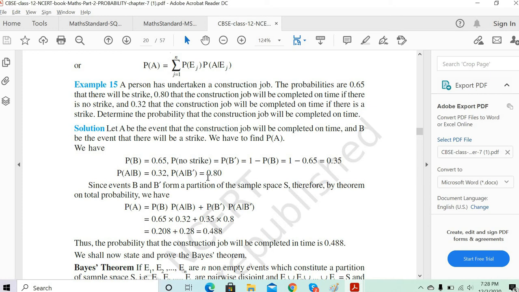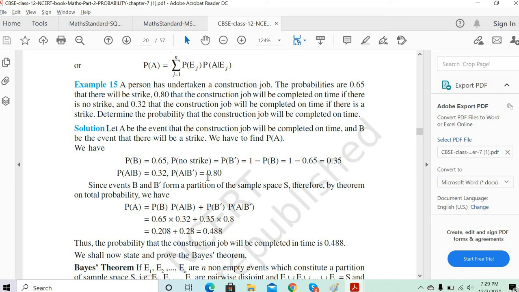Sir, but still there is no value coming for P of A. It'll come. Why? See, P of B you know. When no strike will happen, that means 1 minus 0.65. Sir, why 1 minus 0.65? Because it's the same as here. Probability of heads is 1 by 2. What is the probability of tails then? 1 minus 1 by 2. It's a dual event only. Only two possibilities are there: either strike will happen or strike will not happen.